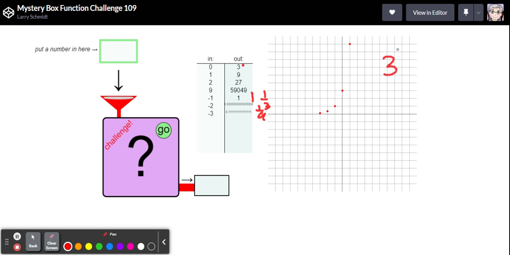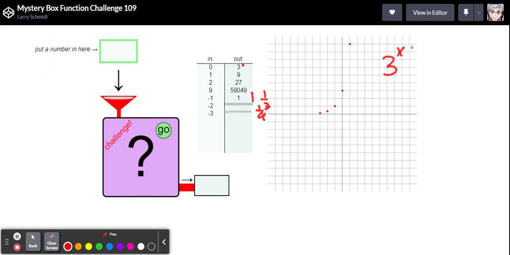Well, it's not 3 to the x. That would be our sort of base exponential function for 3. But if you put 3 to the 1 power, you would get 3, but we got 9. If you put 3 to the 0 power, anything to the 0 power should be 1, but we got 3. So how do we account for this? Well, we did get a 1 when we put in a -1. So whatever's up here needs to be 0 when you put -1 in for x.